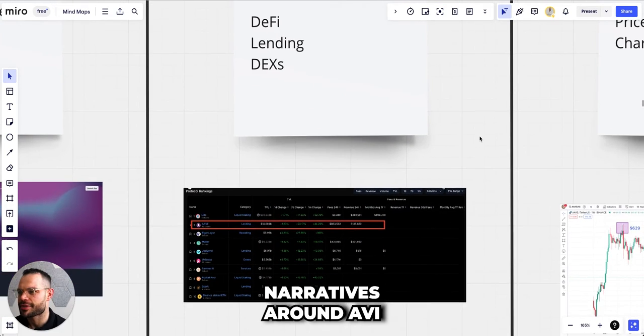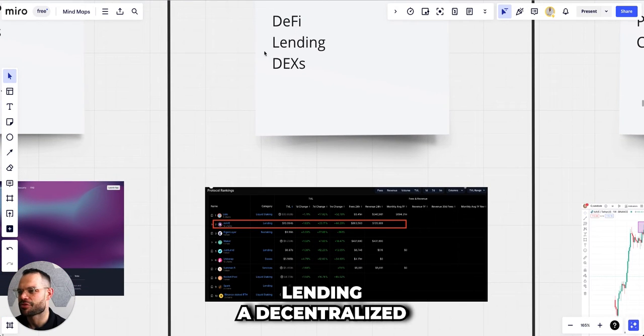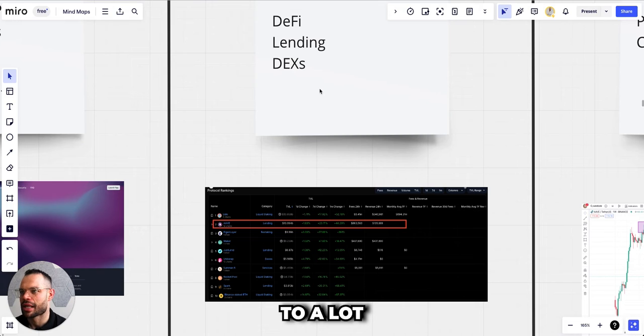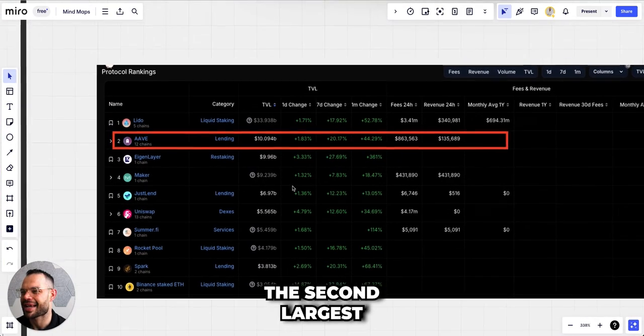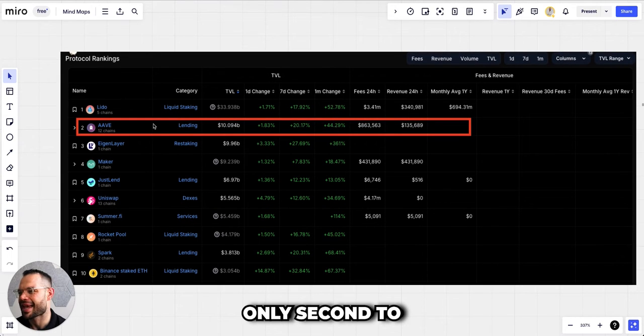Looking at some of the narratives around Aave, we've got DeFi, lending, and decentralized exchanges. It's not exactly a decentralized exchange, but more of a lending and borrowing protocol, but it operates similar to a lot of the decentralized exchanges, and as we will see in a moment, it performs on a similar timeline to the DEXs when it comes to its own market cycle. But when it comes to DeFi, Aave is the second largest protocol in the DeFi ecosystem, only second to Lido.